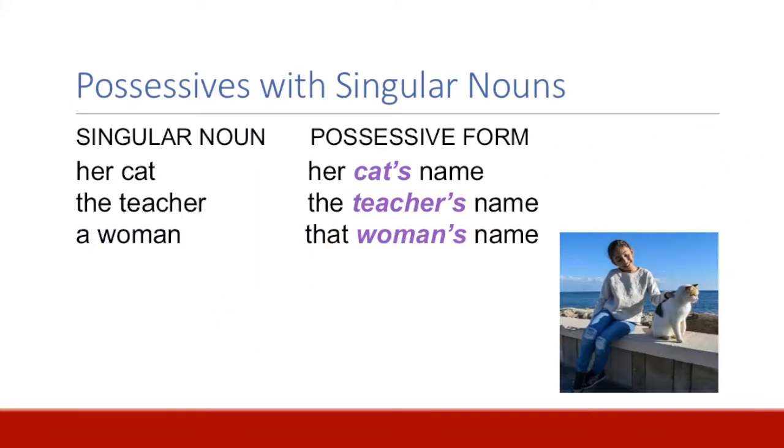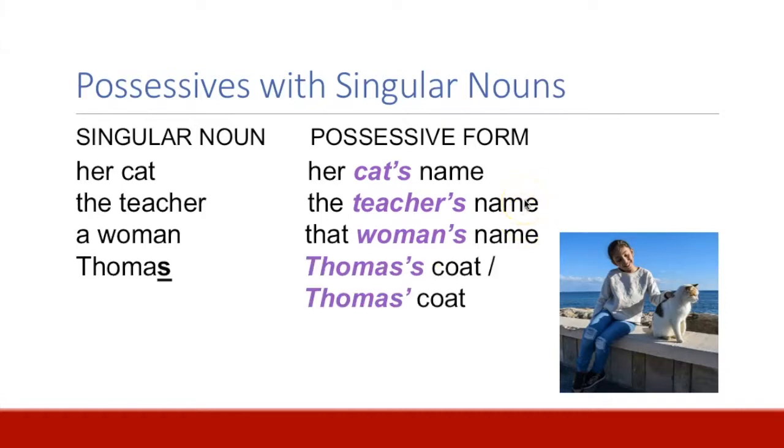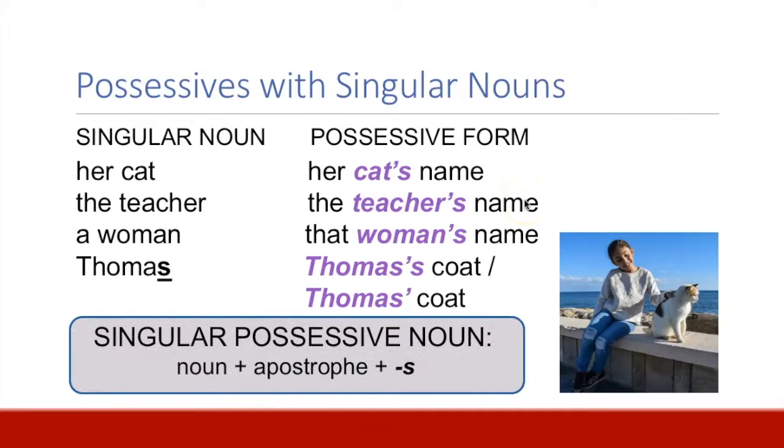Possessives with singular nouns. When a noun is singular, the possessive form just has an apostrophe S. For example, her cat. The possessive form is her cat's name. The teacher, the teacher's name. A woman, that woman's name. So when it's singular, we just use the noun and an apostrophe and the S.